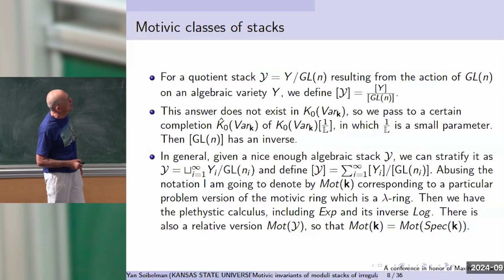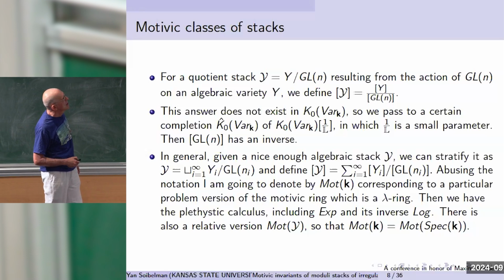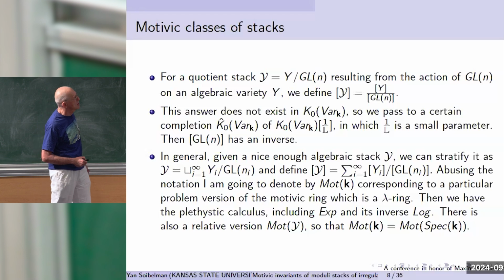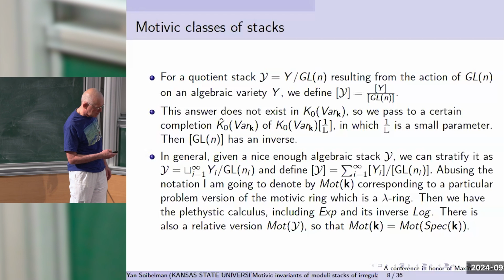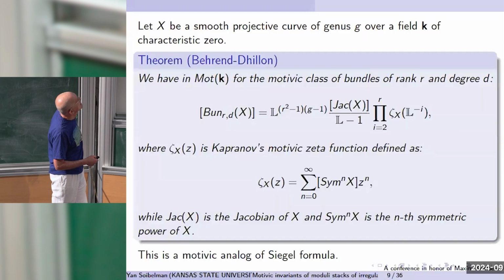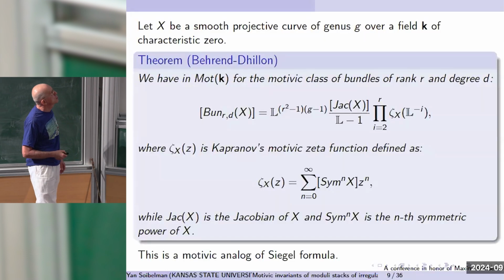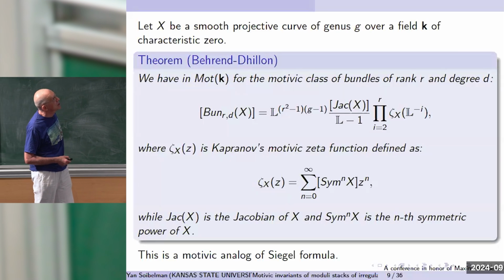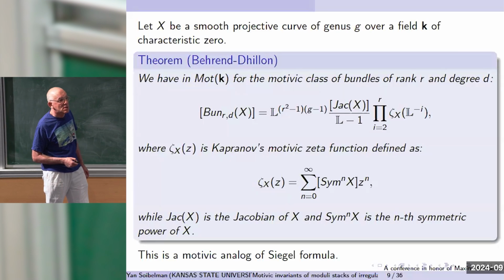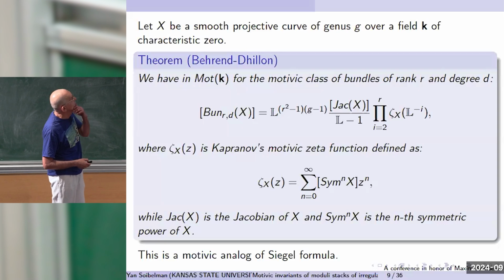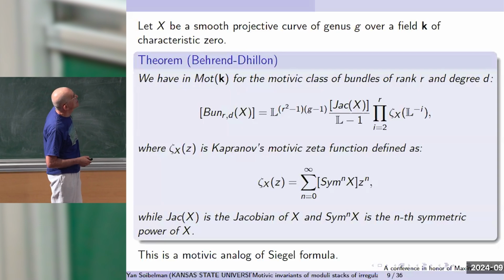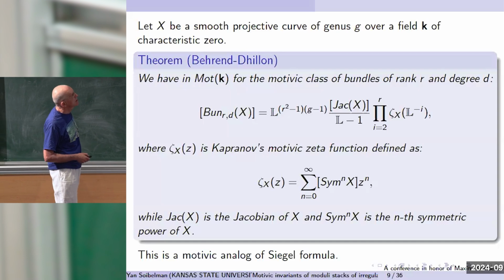And the last thing, which probably I will not need seriously, is a relative version, when we replace Spec of the field by a more general stack. And there is a relative version of this. All right, I believe this is it. And two examples which illustrate that something can be computed in the ring of Motivic functions. This is, I believe, a 17 years old result of Behrend and Dhillon.